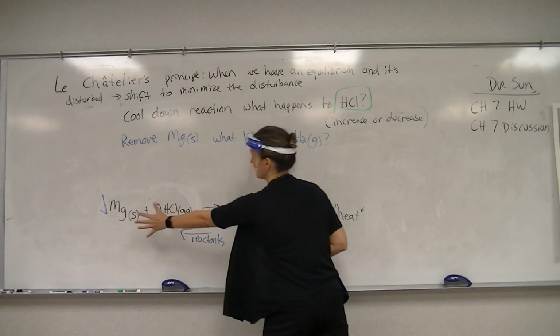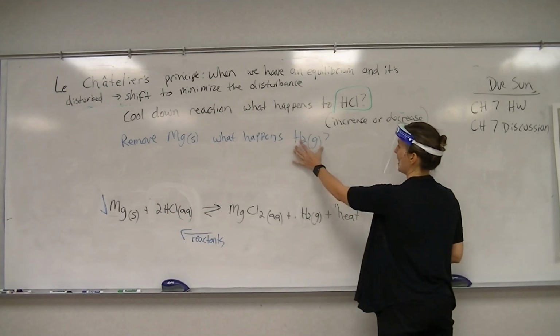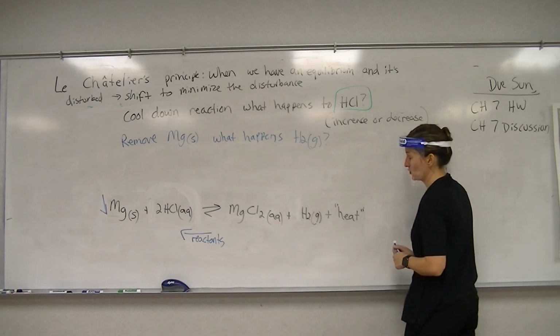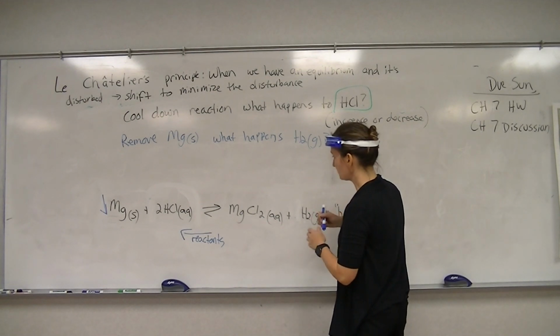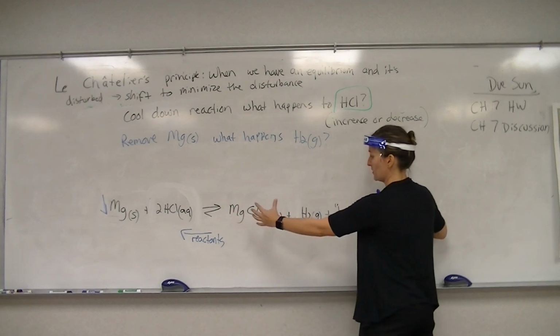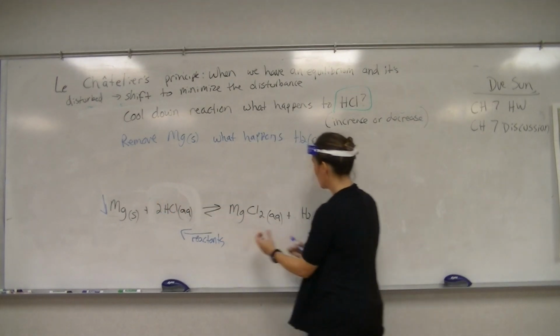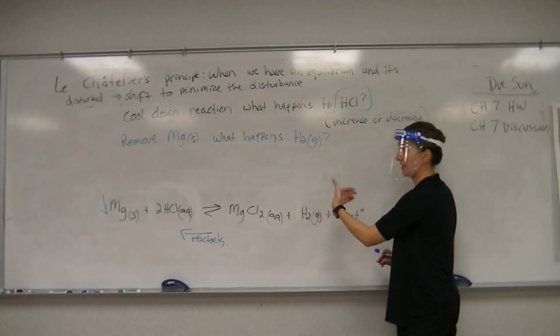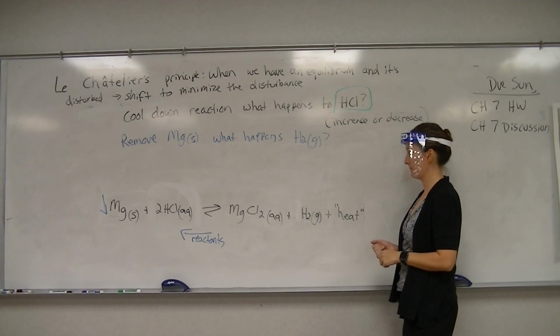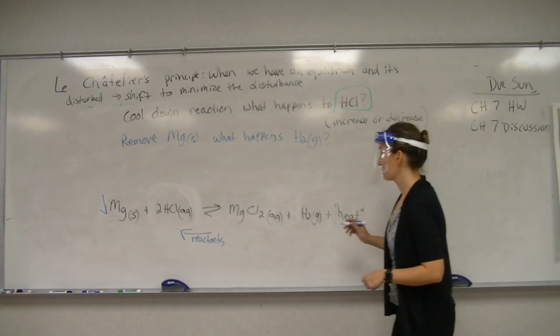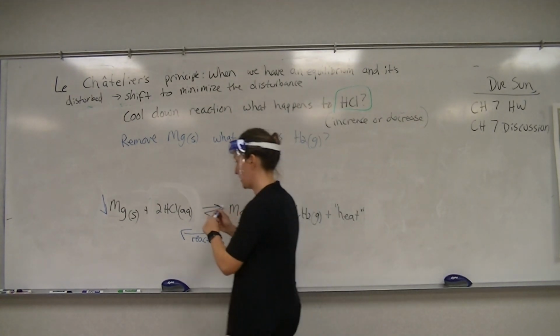So if it shifted towards the reactants, what's happening to H2? It's going to go up. Do you think it's going to increase? If we shift towards the reactants, it's because we're using all of these to make more of the magnesium. So if I use some of the H2, is the H2 going to increase or decrease if I'm using it? It's going to decrease.